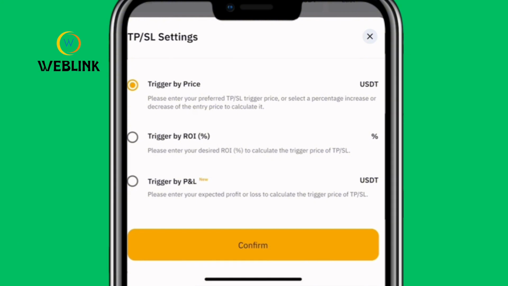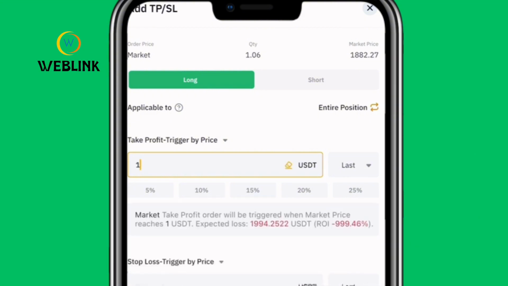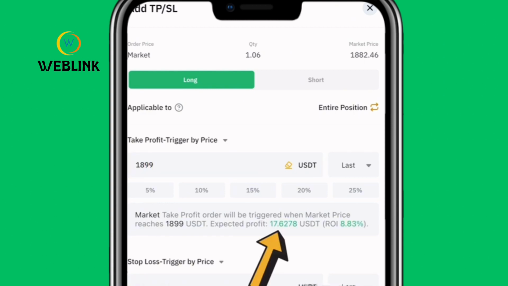Now for trigger by price, that is simple. Just pick trigger by price right here, and then you just come here to enter the price you want to take your profit. Remember, let's say we're entering with market order, that means we're entering at 1,882 USDT. So let's, for example, want to take profit at 1,899 USDT, just for example. That means if you enter that, you'll be seeing the amount of profit you'll be making right here. So you can see expected profit is 17 USDT, and that's 8.83%. So if you are taking profit at that price, this is the amount of profit you are making.